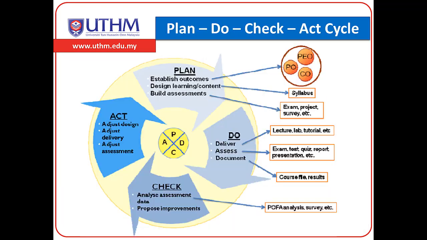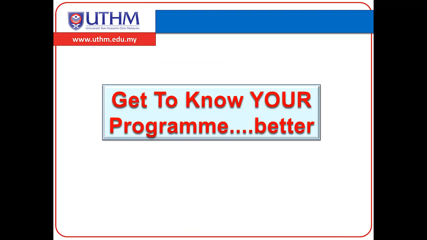Basically, everything happens in a cycle. We plan the outcomes, then we deliver your teaching and learning experience and do your assessment through lectures, labs, exams, and others. Then we check whether the objectives or outcomes have been achieved, do some analysis, and do improvement. So the next cycle, we begin by adjusting our plans so that we can do better for the next batch of students. Okay, so let's look at your program.